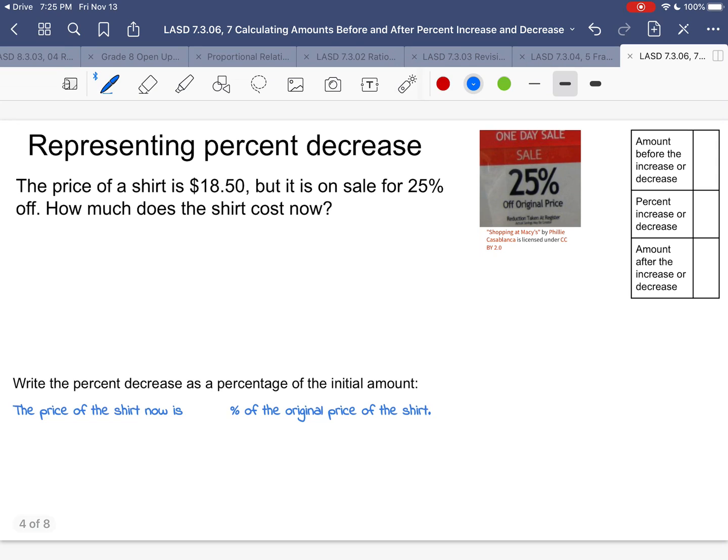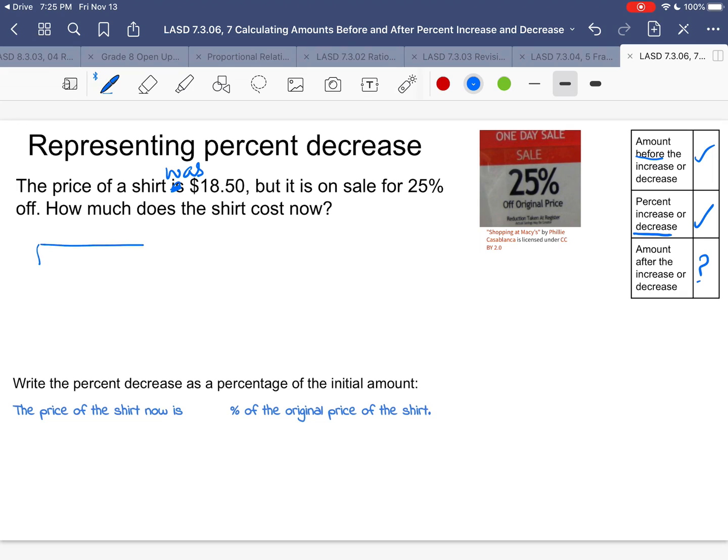Similarly, with a percent decrease, here we're given the price of a shirt is $18.50, but it's on sale for 25% off. And I'm actually going to correct that. The price of the shirt was $18.50. It's on sale for 25% off. How much does it cost now? So we know the amount before, and we know that it's 25% off, so it's a decrease. And we're looking for the amount afterwards. So it's going to be less than $18.50.